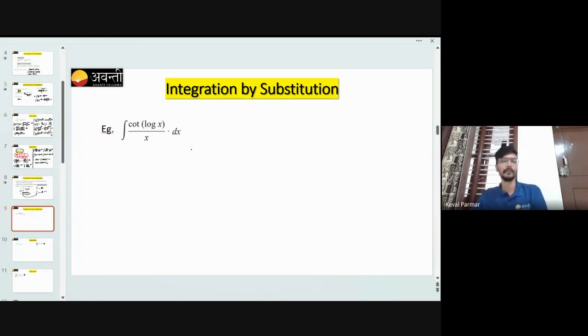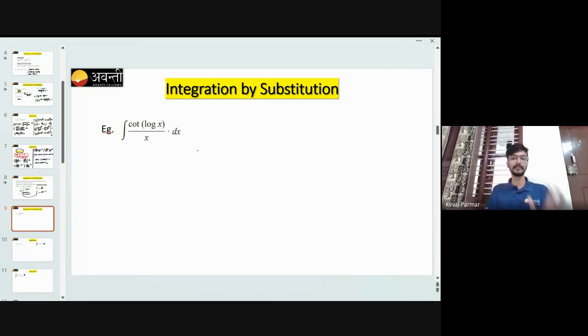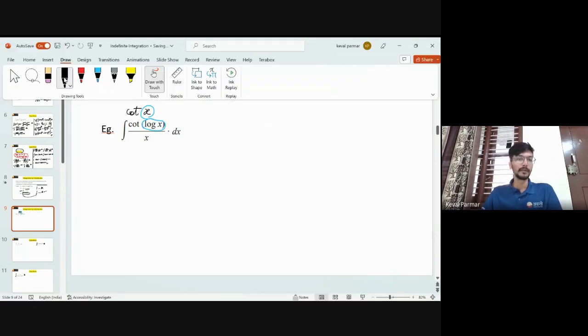Okay, let's take this example. You please note that whenever there is a composite function, we will use substitution 100%. That is basically my motto. As you can see, the original function should have been cot x. But here, instead of x, what do I have? I have log x. So that means it is a composite function.